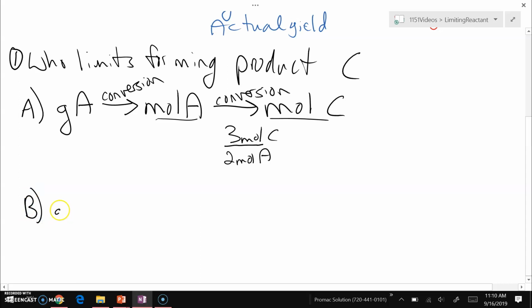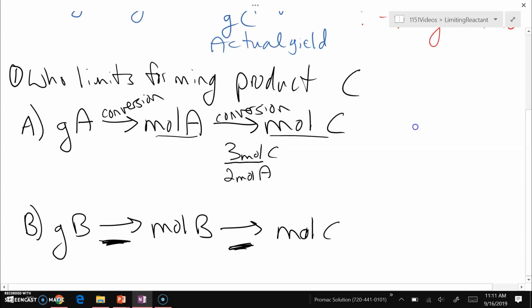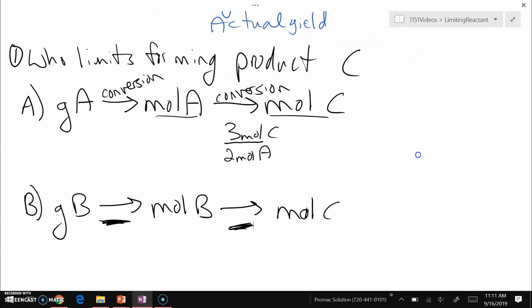B is same process, except you start with the grams of B that you're given in the problem, convert it to moles of B, and convert that to moles of C. Same process. The first arrow here on the left, you're using the molar mass of reactant B. And the second arrow, you're using the mole-to-mole relationship from the balanced chemical reaction at the top of the screen, okay?